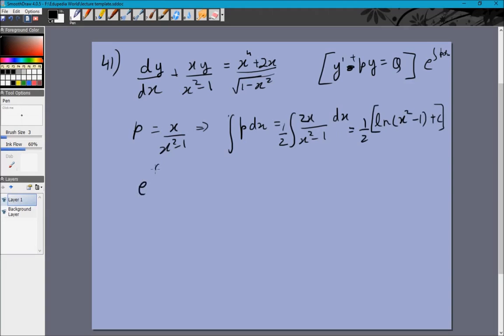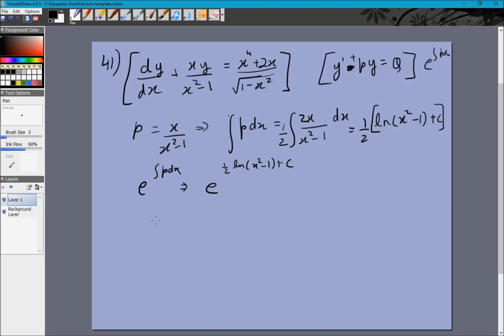What is e to the power integral p dx then? It is e to the power of half ln x squared minus 1 plus c. Right, so half of ln x squared minus 1 plus half of c, we'll just write it as another constant c. And notice that if you multiply both sides of this equation, then this is e to the power half ln x squared minus 1 into e to the power of c, and e to the power of c will cancel from both sides, so it won't matter. The rest of the term we have put, so then we can write the LHS in a neater form.